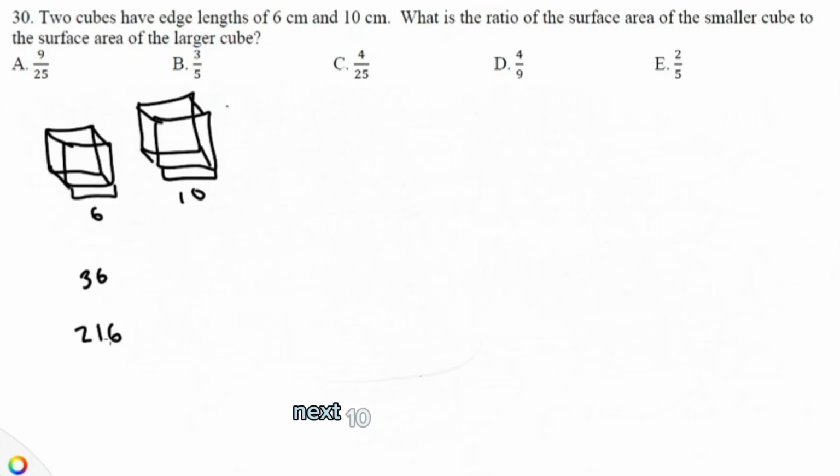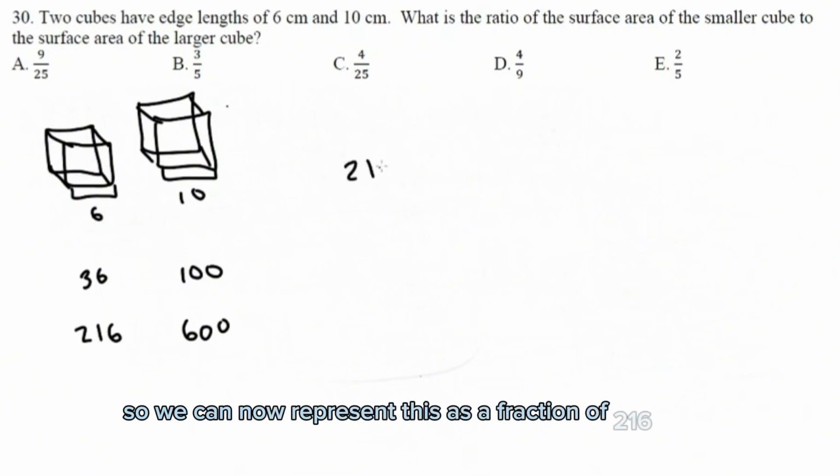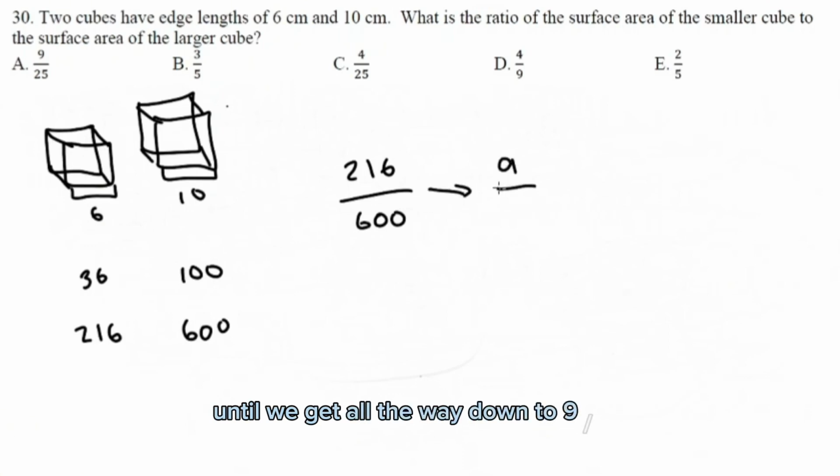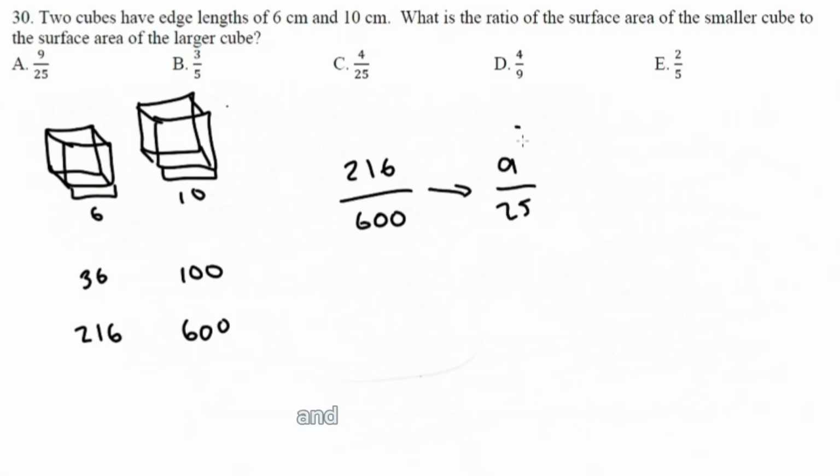Next, 10. So 10 times 10 is 100. 100 times 6 is 600. So that is the surface area of the larger cube. So we can now represent this as a fraction of 216 divided by 600. However, we need to simplify this. So we can keep simplifying this by 2 until we get all the way down to 9 divided by 25. And that's your answer.